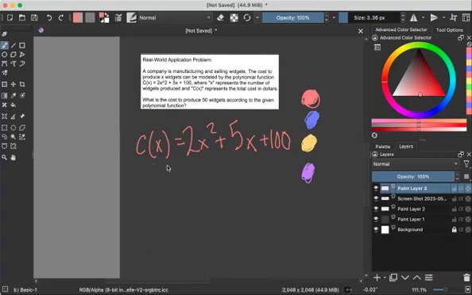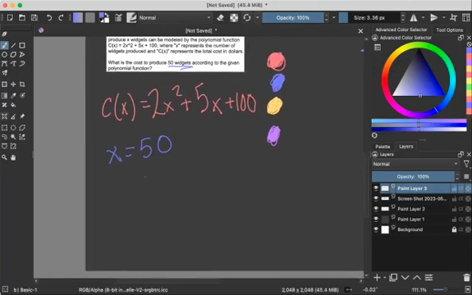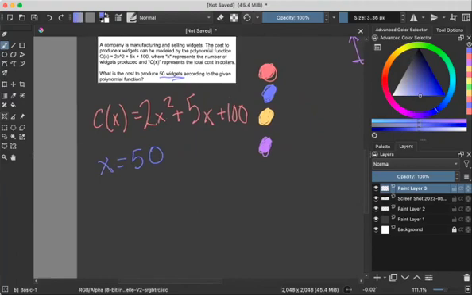So here is our polynomial function. And so here the problem is telling us that we need 50 widgets. So that's going to be our x. So x will equal 50. So basically for this equation, all you have to do is plug in x into the equation. So that would be here and here.